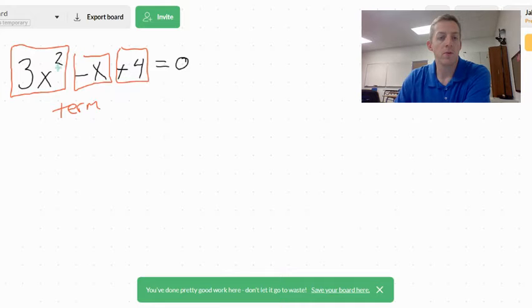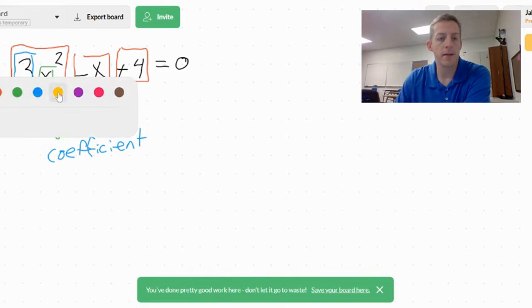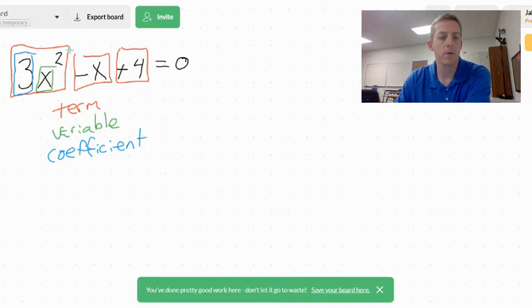So let's move over to the 3x squared. The x is going to be the variable, and the 3 in front, that is the coefficient. And finally, let me do that in purple. This up here tells me its degree.